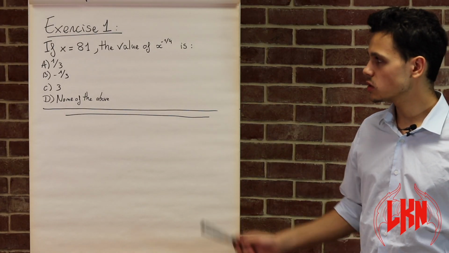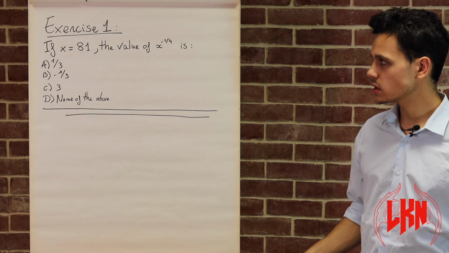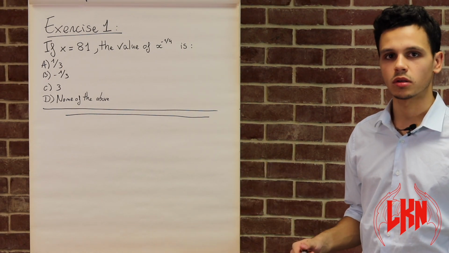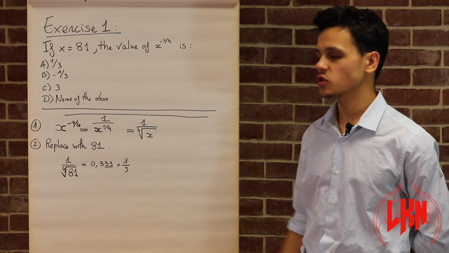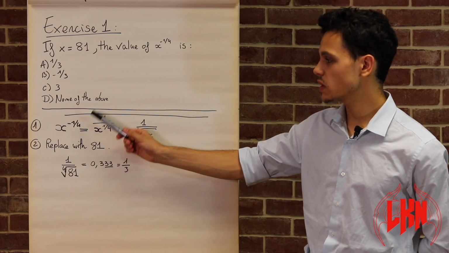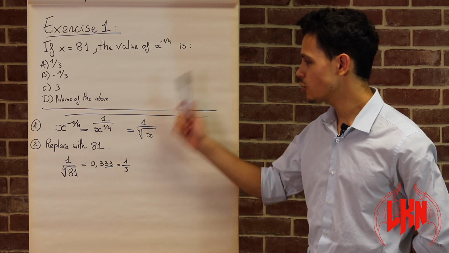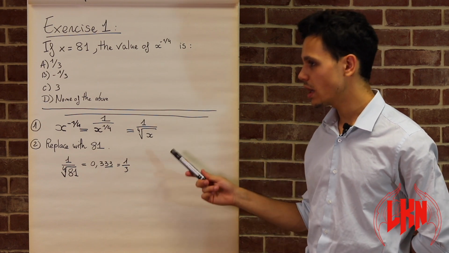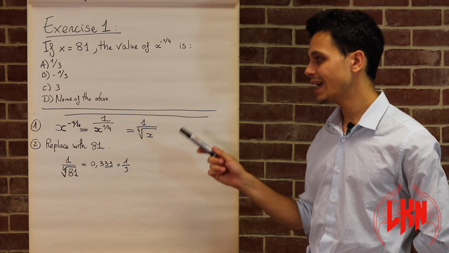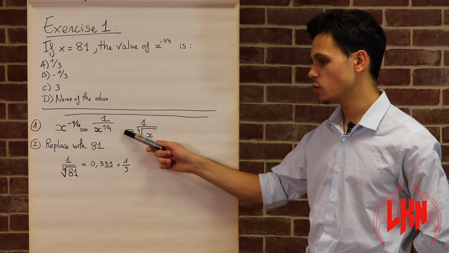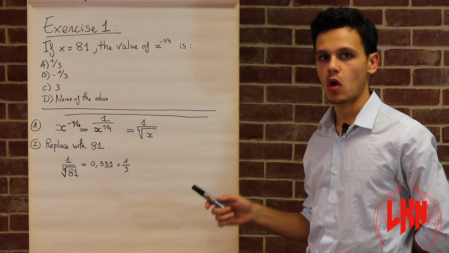In this exercise, we need to find the value of x when x is equal to 81. We are going to simplify the expression of x, which here is x to the power of minus 1/4. In order to do that, we remind ourselves that having a negative power means that we need to take the inverse of what we had.